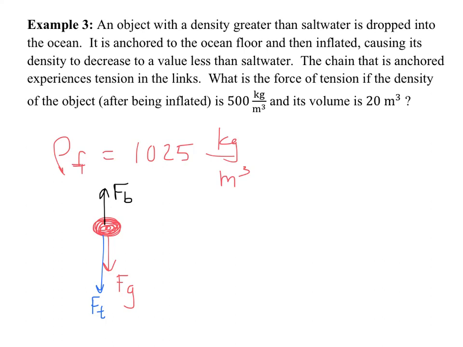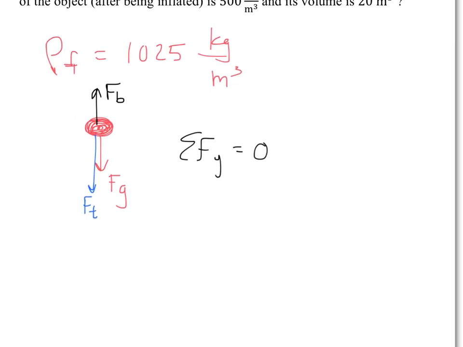So we have a net force on this. So we say the sum of the force in the y equals 0. Okay, why is it 0? Because it's not moving. It starts to float, but then it gets caught by the chain and it's in limbo in the water somewhere. So we've got FB minus FG minus FT equal to 0.